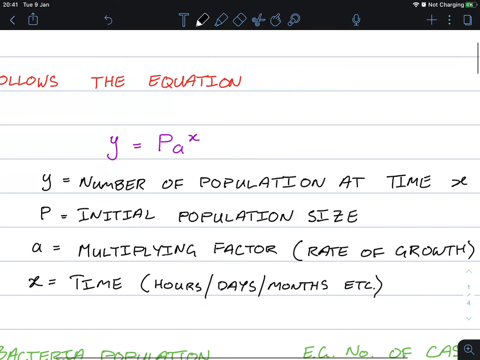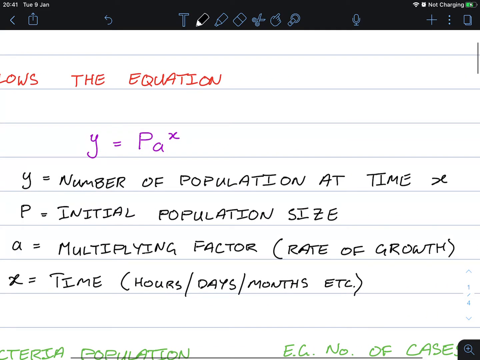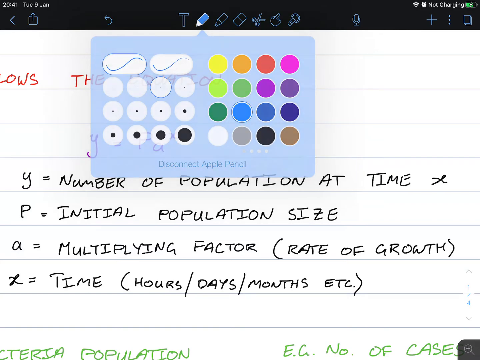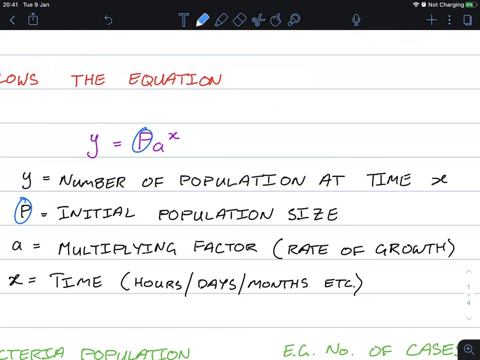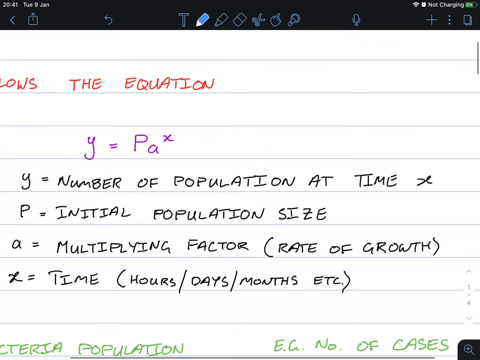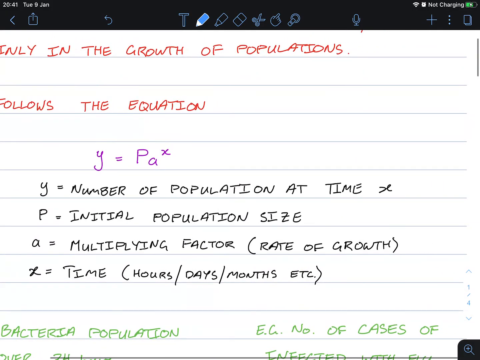Y is the population at time x. P is the initial population size. A is the multiplying factor. It's also known as the rate of growth. And X is time. Time can be measured in hours, days, months, etc.